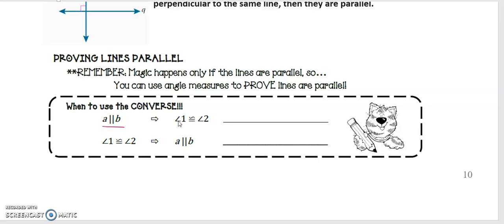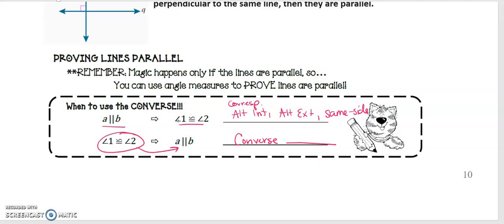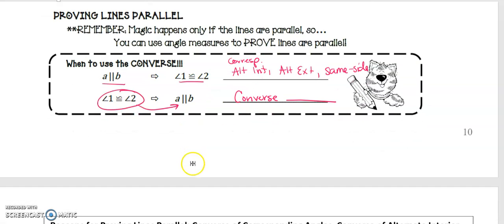Before, we knew they were parallel, and then we had a relationship such as corresponding, alternate interior, alternate exterior, and same side or consecutive. For this lesson, we now are going to be given the angles, and then we're going to prove those lines are parallel by the converse of whatever that relationship is. So alternate interior, but we're going to use the word converse because we're going the other direction.